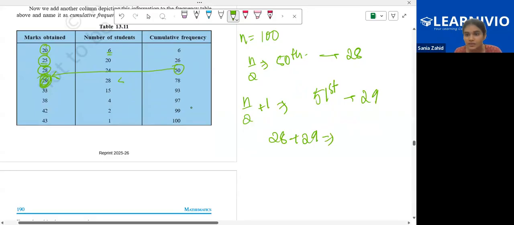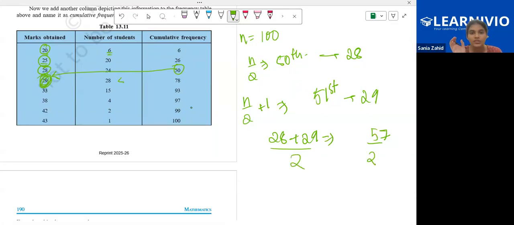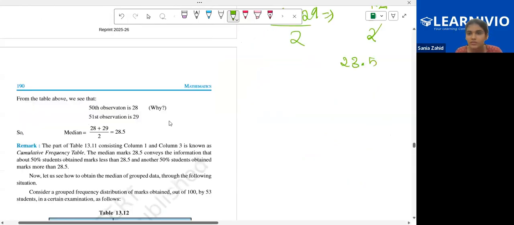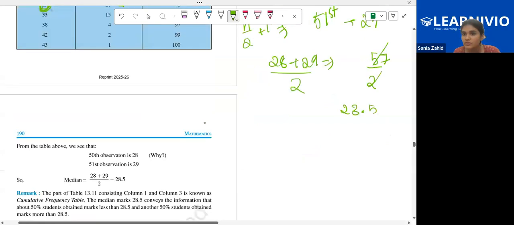So you get 57 by 2. That is how you calculate the average, the sum of all observations divided by the total number of observations. So 23.5 will be your answer. Let's check. Yeah, 28.5 will be your answer. Okay. You understood this? Yes, sir.